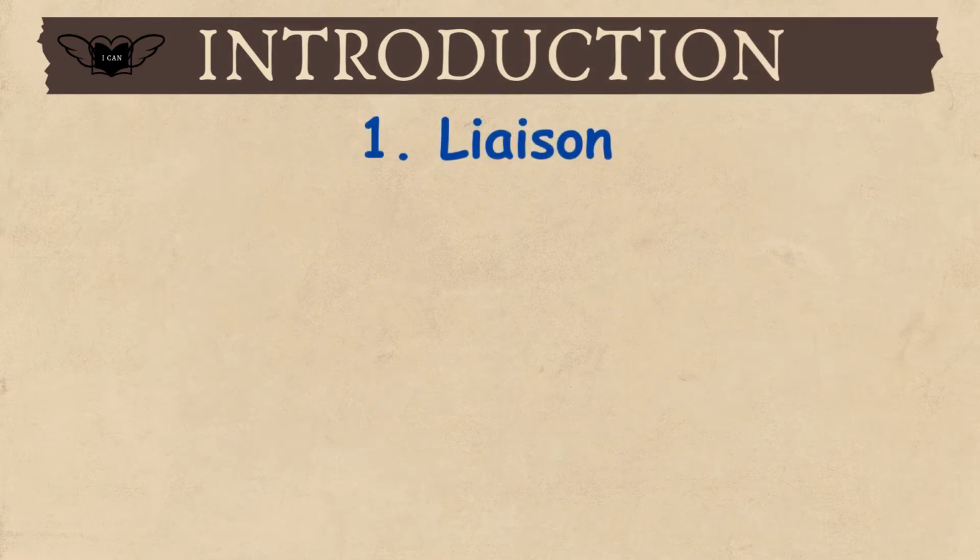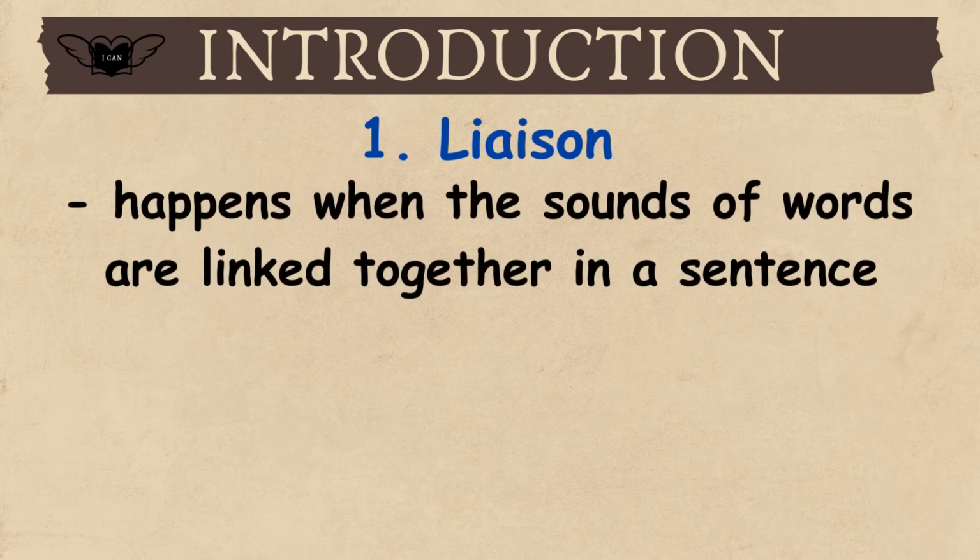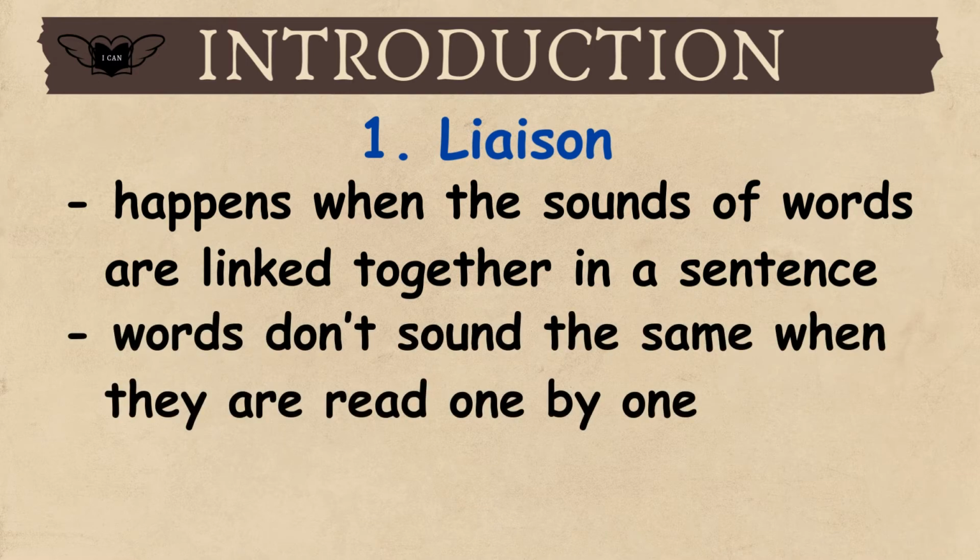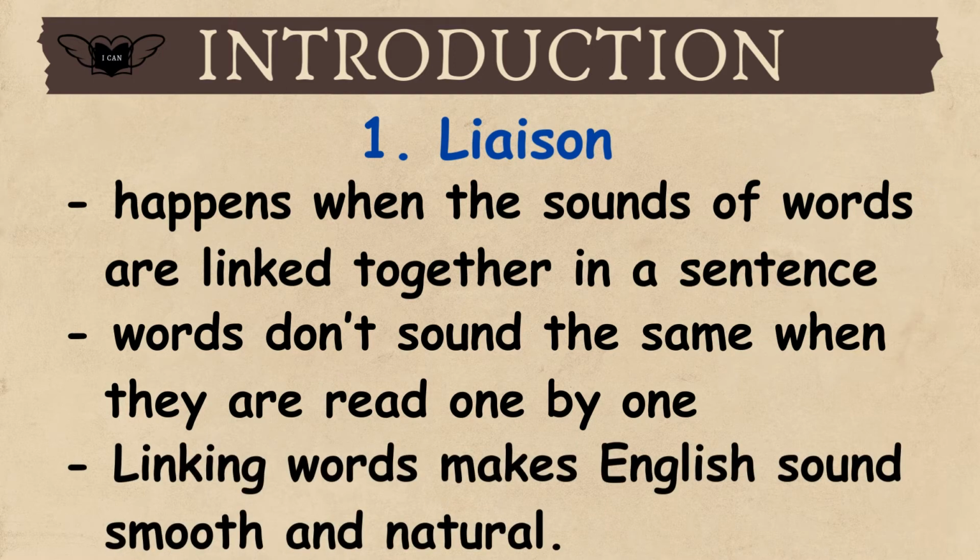1. Liaison. Liaison happens when the sounds of words are linked together in a sentence. Words don't always sound the same as when you read them one by one. Linking words makes English sound smooth and natural.